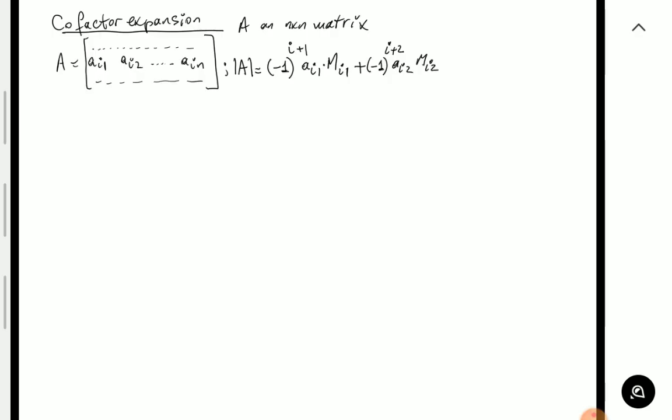MI2. It's going to be pretty clear once we get to an example, but for now let's finish up the definition, plus ... all the way to the last one. So -1 to the power I plus n, right, the last element, AIN, times the minor corresponding to that entry. So each of these minors, of course, are determinants of lower order, and then each of them can be evaluated via cofactor expansion. So for example, if it was 4 by 4, you will have 4 minors of order 4, and then each of them will be split into another cofactor expansion on its own.